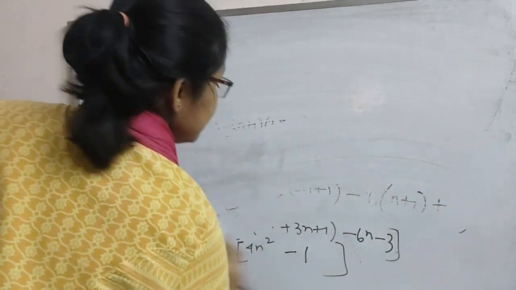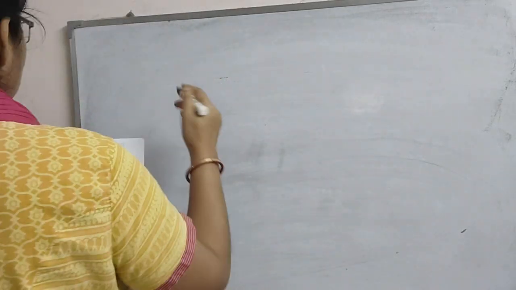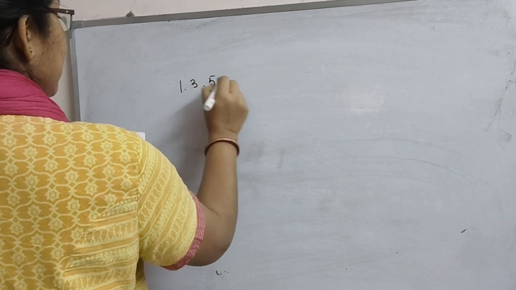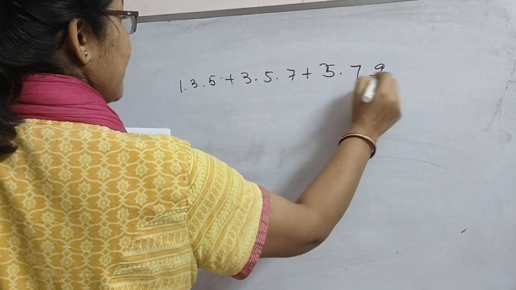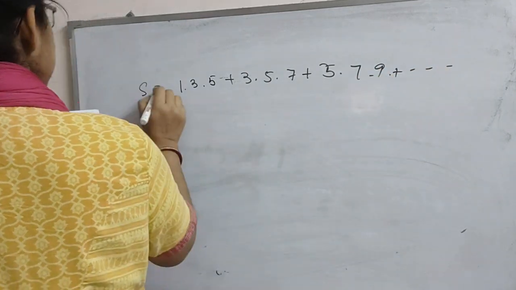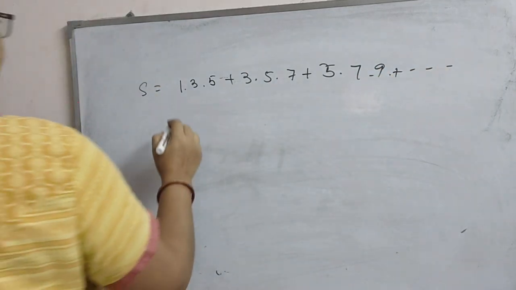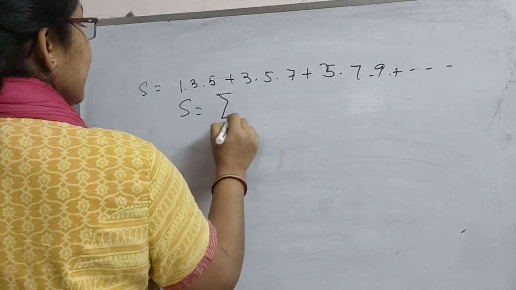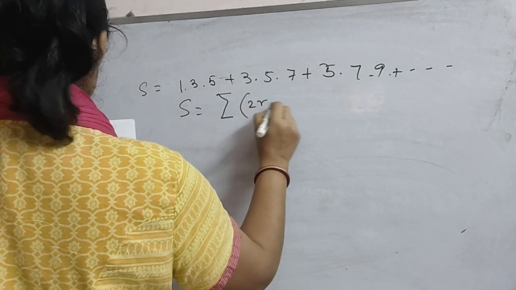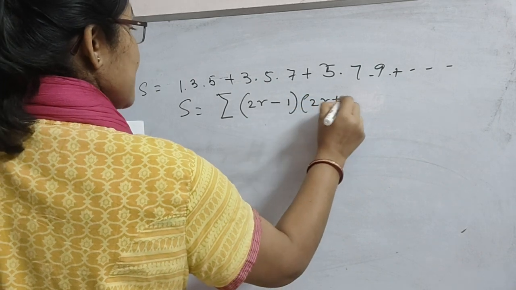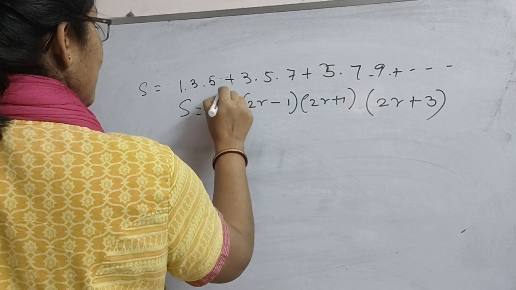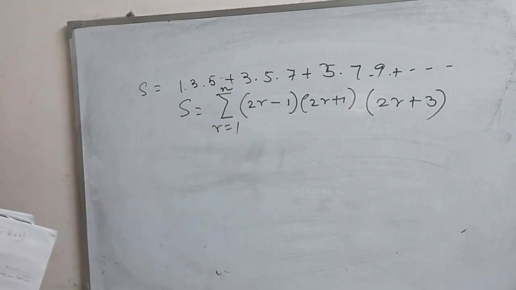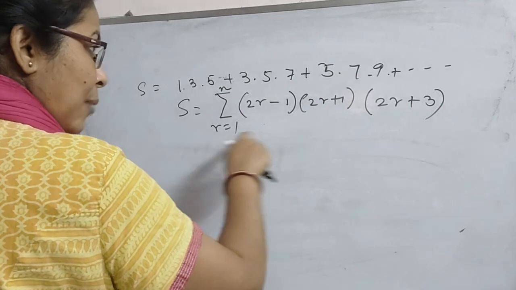Next one. Find the sum of 1 3 5 plus 3 5 7 plus 5 7 9 plus up to n terms. This is S. So I can write in the same way, this equal to 2r minus 1, 2r plus 1 and 2r plus 3. Here r equal to 1 to n. This is the sum of these terms.